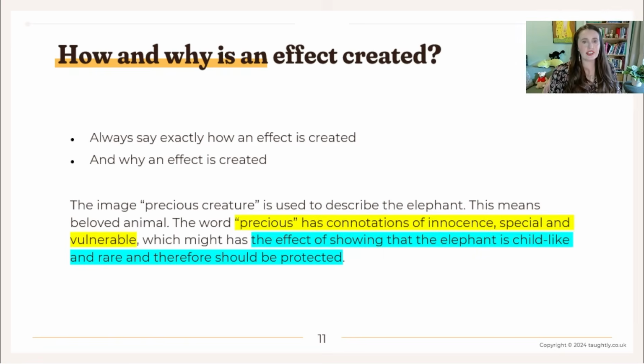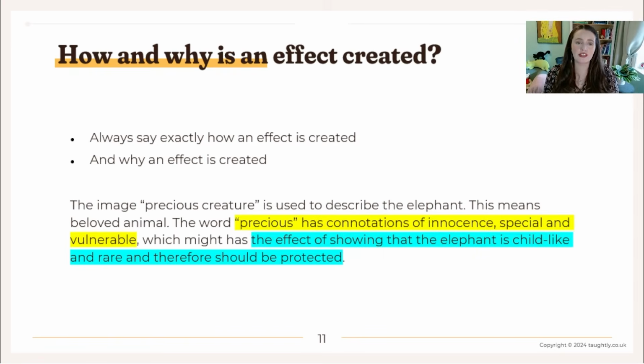We also need to fully explain how and why an effect is created. Often students say, oh, this creates a calm effect. How? Why do that, right? So we need to go deeper. How exactly does that word choice make us feel calm?